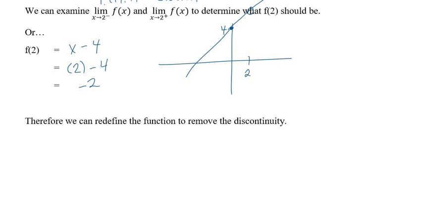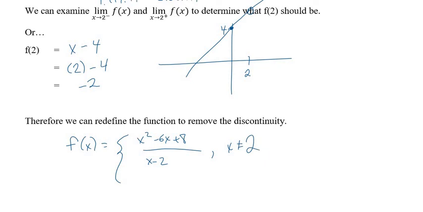Therefore, we can redefine the function to remove the discontinuity. So we could rewrite that as f of x is equal to (x squared minus 6x plus 8) over (x minus 2), where x cannot be equal to 2. And then for that hole, we define it as negative 2 at x equals 2. That's pretty much all there is to that.